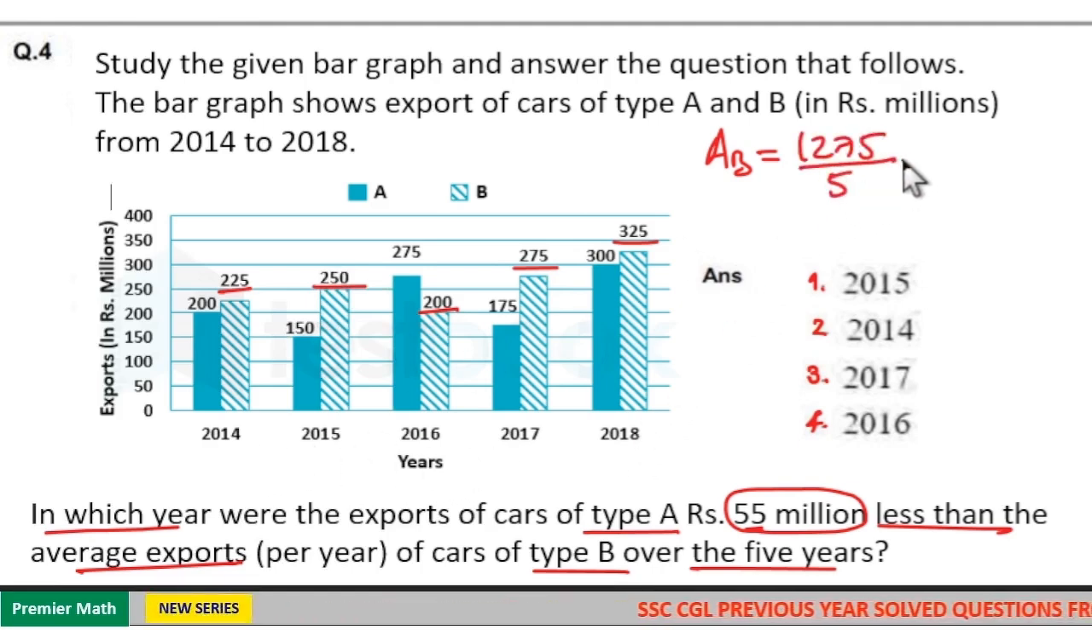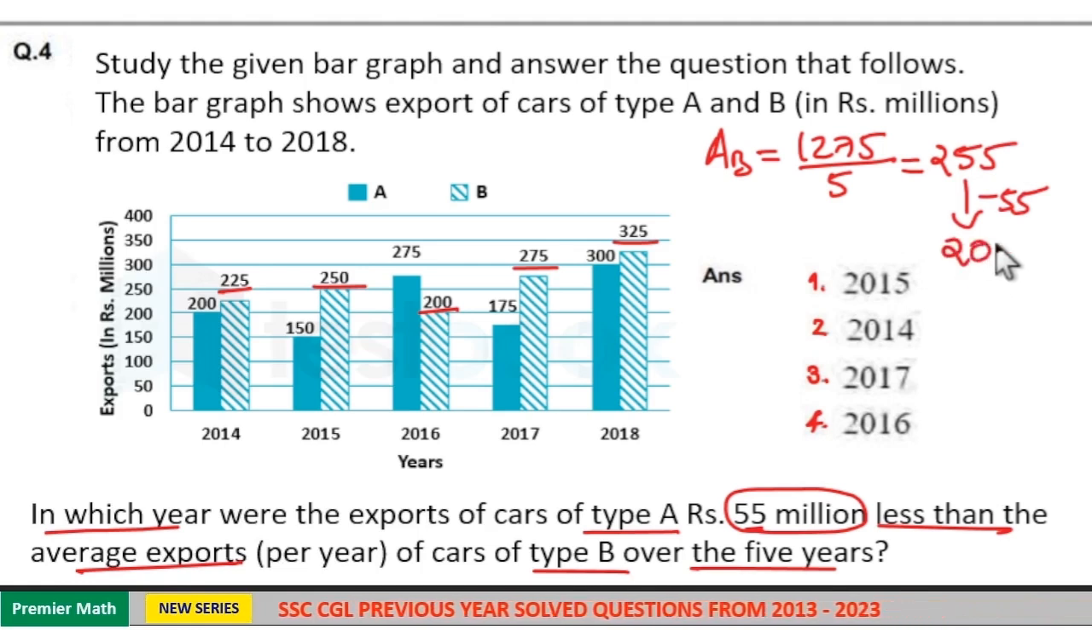So divide it by 5. The average for 5 years: 5 goes 2 times in 10, 5 goes 5 times in 25. So 255 million. So we need 55 million less than it, which is 200 million. So check for 200 million in car A, which is in 2014. So option 2 is your answer.